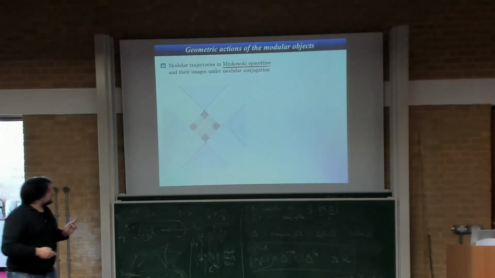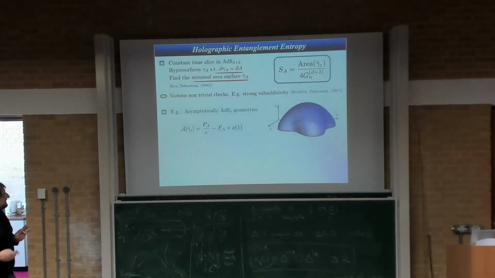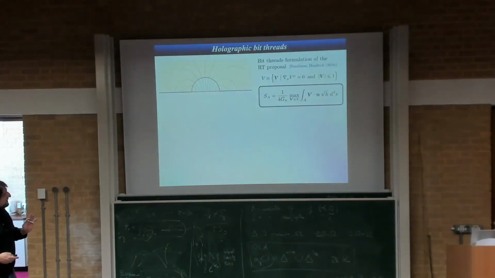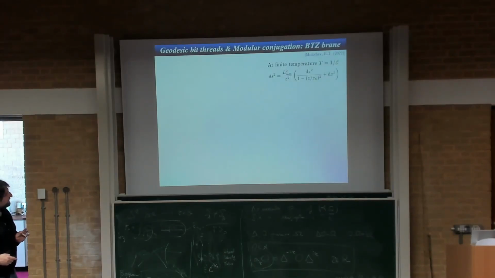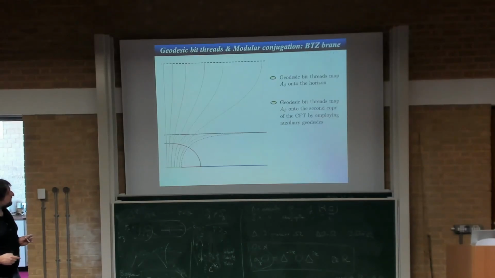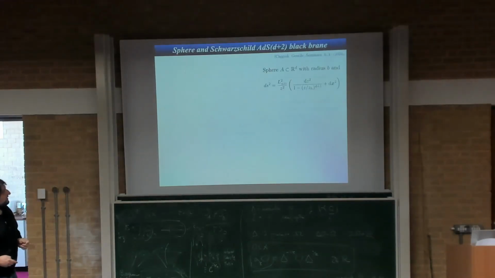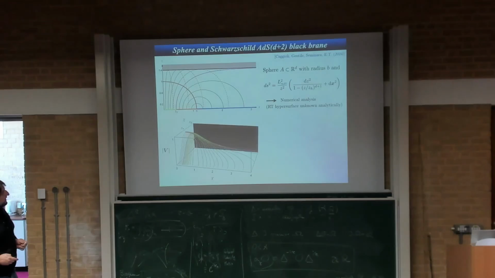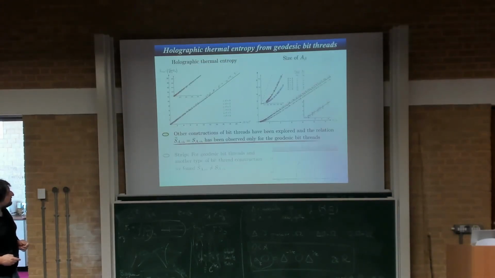If you don't mind, I will skip completely the SCFT part. One can relate this to the bit threads, but I want to go to the last part. If you want, ask me in private. There is an AdS story behind this J in higher dimensions. Sorry, but I want to go to the last one.